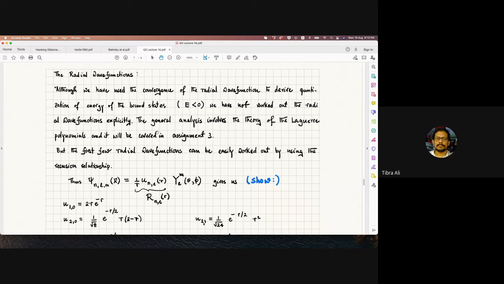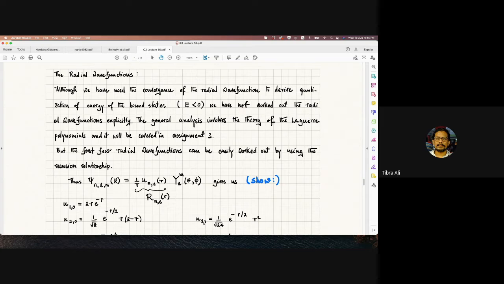Now I'm going to talk about the radial wave functions, okay? Although we have used the convergence of the radial wave functions to derive the energy eigenvalue, the quantization of the energy, we really haven't worked them out in detail. But using the recursion relationship, you can work out the first few, which I encourage you to do.